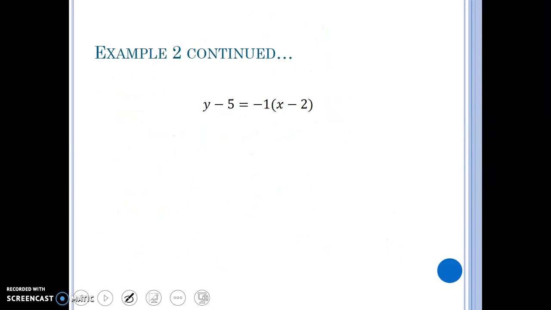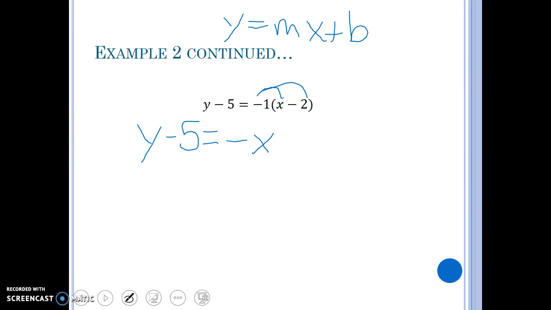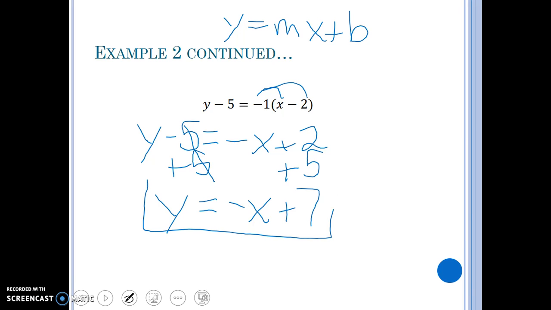Next part, I'm just going to simplify what I had. A lot of times we want it to look like y equals mx plus b, where m is our slope and b is our y-intercept. So let's simplify. If I just want to get y by itself, think about what the first thing I'm going to do is. I'm going to do y minus 5 equals, I'm going to distribute this negative 1. So I get negative x, negative 1 times negative 2 is positive 2. My last step, I'm just going to add 5. So we get y equals negative x plus 7. That's my final equation.